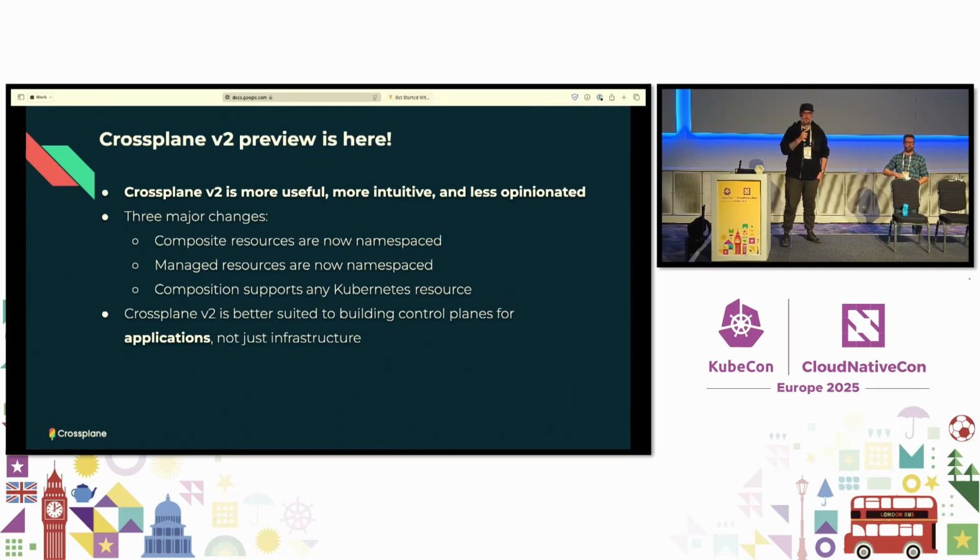There's 3 major changes in Crossplane v2. Composite resources are now namespaced, managed resources are now namespaced, and you can use composite resources to compose whatever you like, any Kubernetes resource, as opposed to only Crossplane resources.